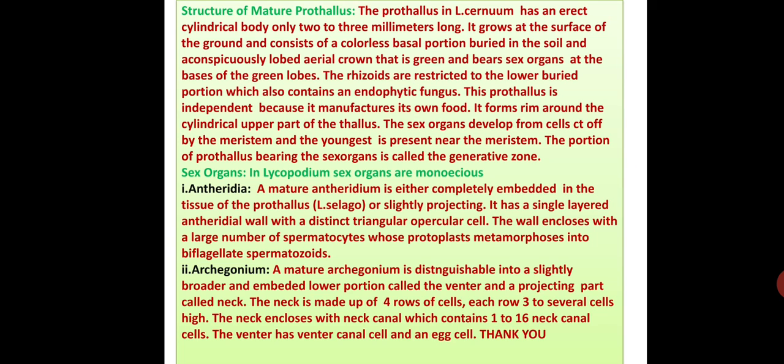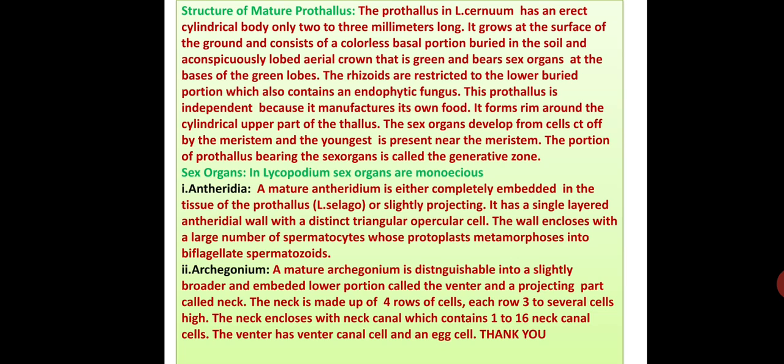It forms a rim around the cylindrical upper part of the prothallus. The sex organs develop from cells cut off by the meristem, and the youngest is present near the meristem. The portion of the prothallus bearing the sex organs is called the generative zone. Next, we discuss the sex organs. In Lycopodium, the sex organs are monoecious.